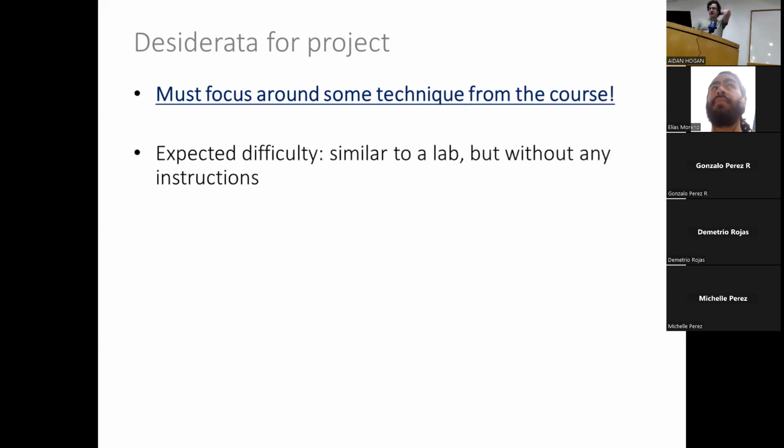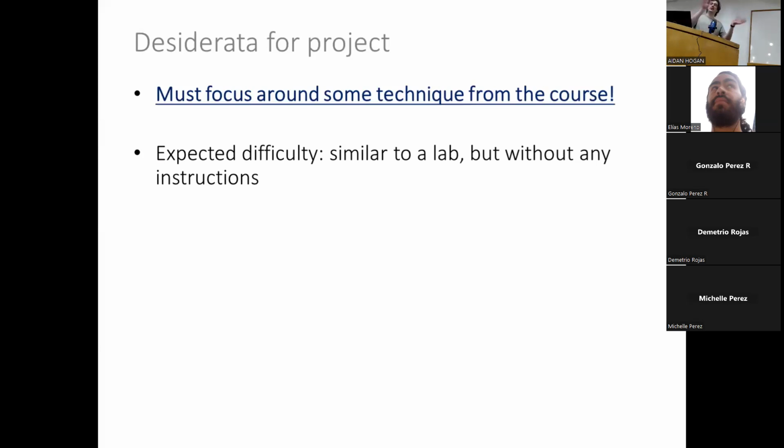So as a final criterion for the course, the project must focus around some technique from the course. Some people may have done projects before where they use Spark to take a data set and process it down, and then they use cool tools to visualize it. It's okay to use other tools, but the core of the project, where the bulk of the work is, must be related to the course. Yeah, it has to be the focus.